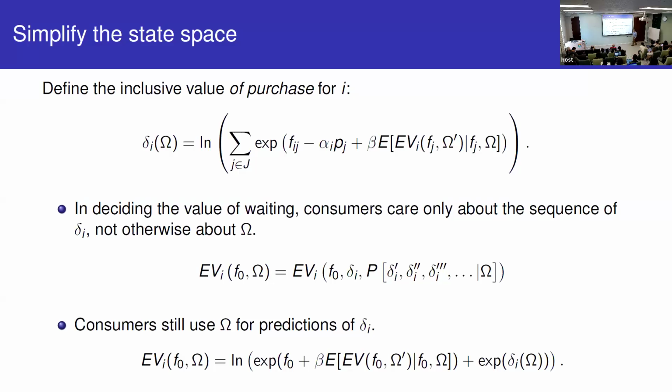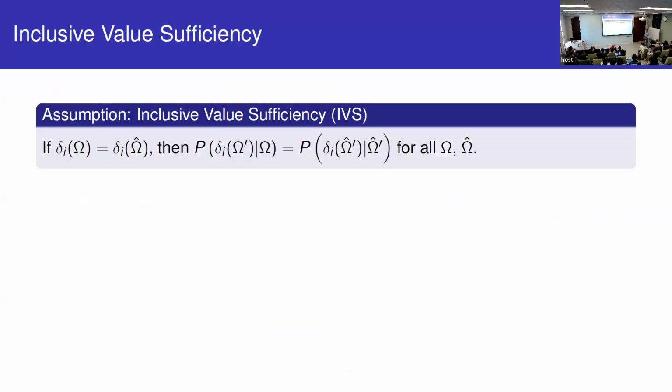So I could rewrite this value function as these two choices: either to buy today, in which case I get the inclusive value that's available today, or not buying, in which case I get F0 and this future value. So where am I going to make my simplifying assumption? I'm going to make it here. How do you predict the future? The inclusive value is just a scalar, so that's very nice. I need to make an assumption about how you predict future inclusive values, and I'm going to assume that you use just the inclusive value to make that prediction.